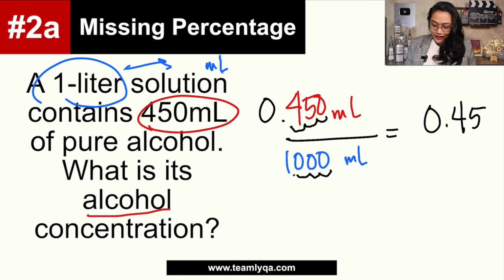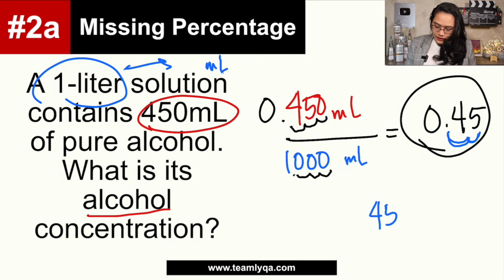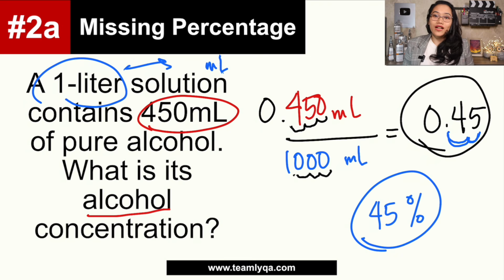Now, yung percentage na yan, okay, nasa decimal form pa. So, ano ba ang equivalent na percentage ng 0.45? To get yung percentage, ibabalik natin ng 2 beses yung decimal point, tapos ilalagay natin yung percent sign. So, 1, 2, we have 45%. Ito yung concentration ng alcohol na ito.